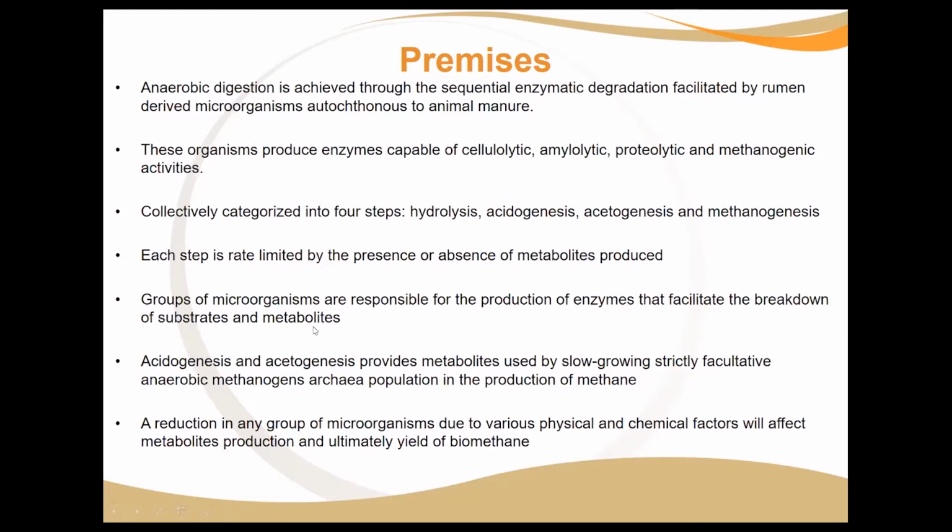So we have the understanding that the group of microorganisms that are present there actually produce the enzymes that facilitate the breakdown of the substrate and vis-a-vis the metabolites. And we also know that acetogenesis and acidogenesis provide metabolites that are used by the end stage microorganisms, which are methanogens. Methanogens are facultative anaerobes. So we already know that their biochemical pathway for energy production only yields 2 ATP. So their reliance on ready-made substrate is what actually allows them to function properly. So we also then know that any reduction in the previous groups will definitely affect the final yield.